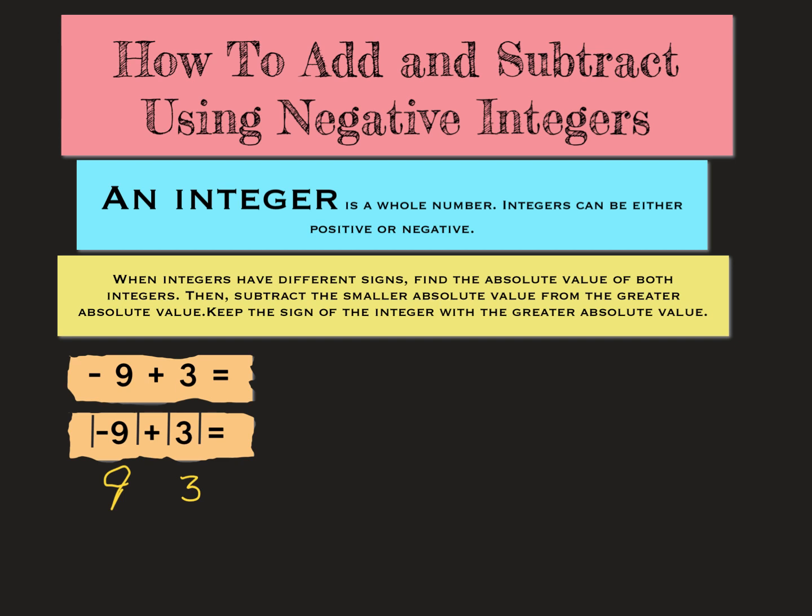Now, we want to subtract the smaller absolute value from the greater absolute value. And so that means we're starting with the larger number.